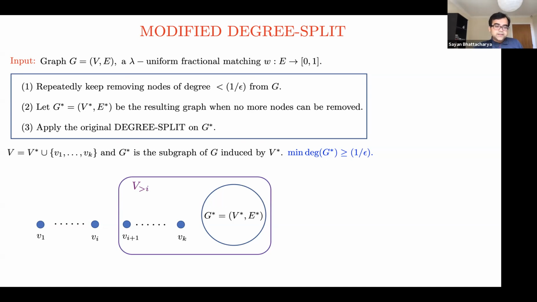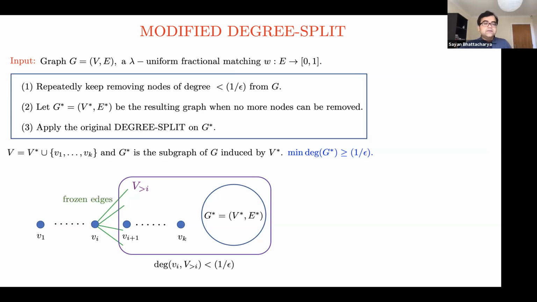Now, here is one other thing. Look at the node Vi that got removed in the ith iteration of step 1. And look at the edges it has towards its right, towards this set V greater than i, as I have depicted in this figure. It's easy to observe that the number of neighbors Vi has in the set V greater than i has to be less than 1 over epsilon, because this is precisely the reason why we removed the node Vi during the ith iteration of step 1. This is the reason why it got removed.